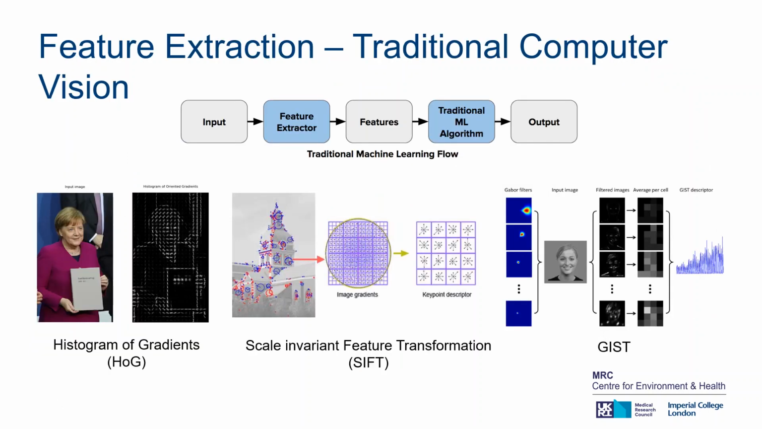Before the advent of deep learning, we had traditional computer vision methods. This would typically take an input, extract the features, and then use a traditional machine learning algorithm on structured data to predict the output. Examples of traditional computer vision algorithms include histogram of gradients, or HOG, scale invariant feature transformation, SIFT, or GIST. The underlying principle across all of these methods is to extract small regions of the image and calculate various metrics in order to be able to classify what the image might be containing.